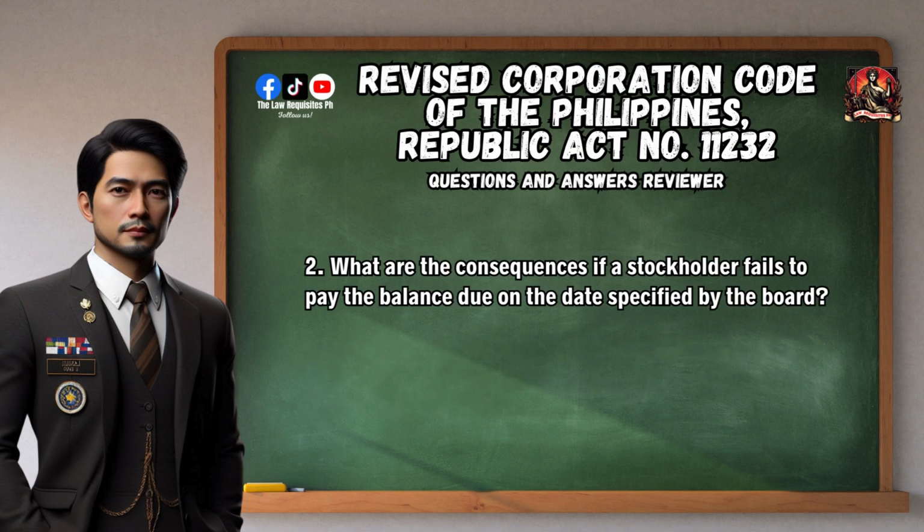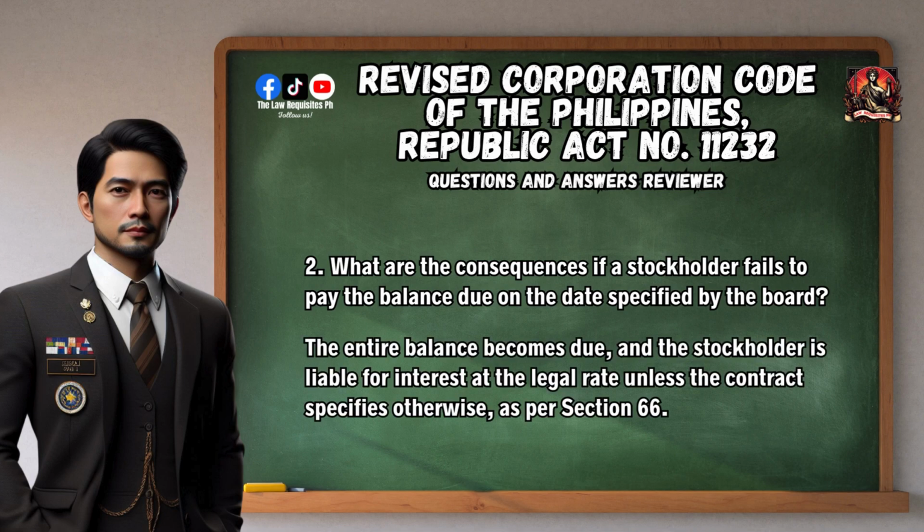2. What are the consequences if a stockholder fails to pay the balance due on the date specified by the board? The entire balance becomes due, and the stockholder is liable for interest at the legal rate unless the contract specifies otherwise, as per Section 66.